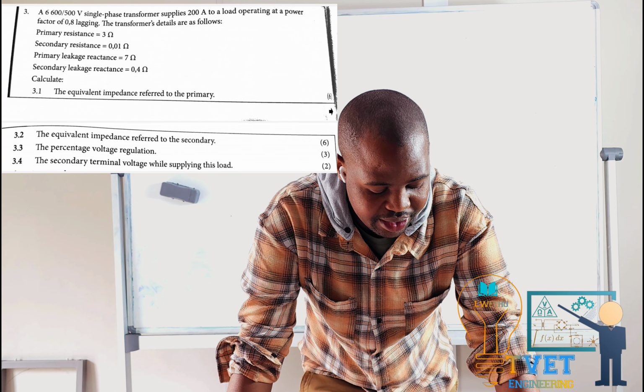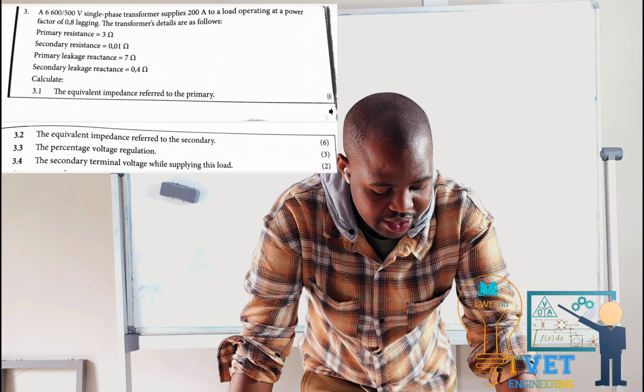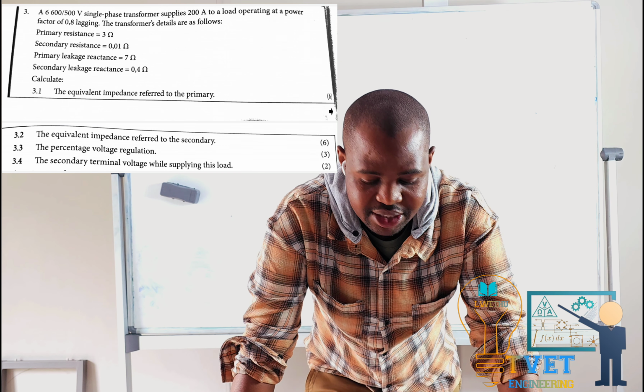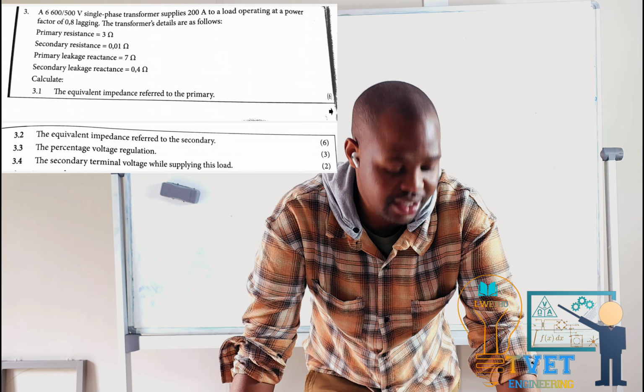We are given the primary resistance, the secondary resistance, the primary leakage reactance, the secondary leakage reactance. Then they ask us to calculate the equivalent impedance referred to the primary. In order for me to do that, I need to know the equivalent resistance referred to the primary and the equivalent reactance referred to the primary.